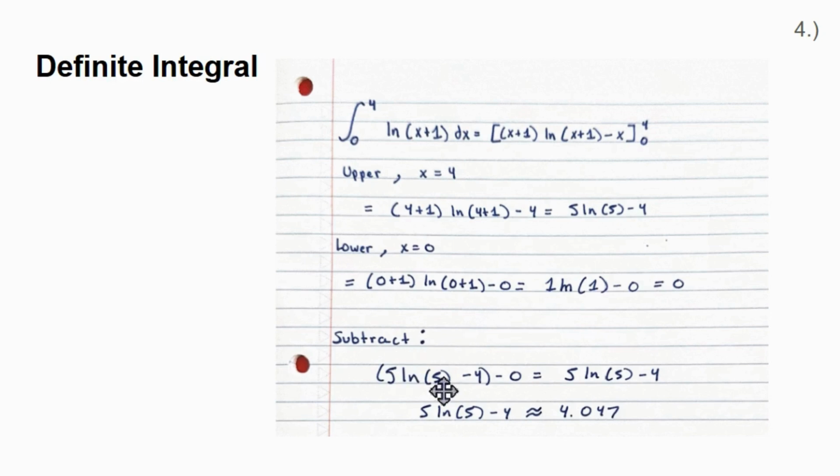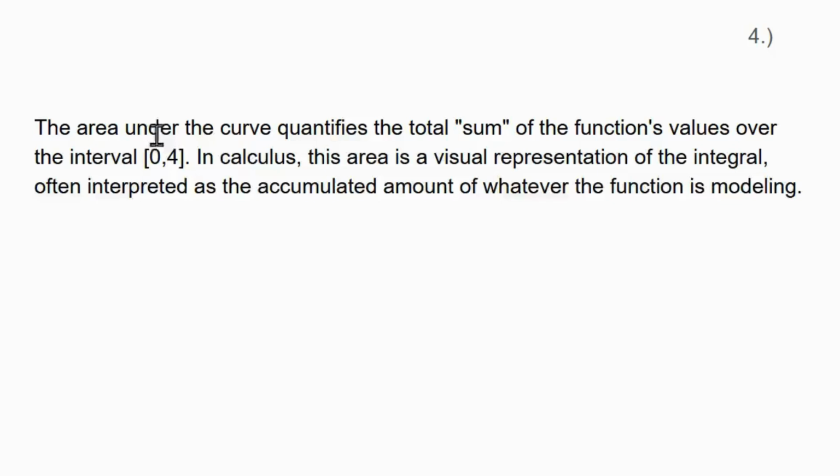Then you just subtract both of them, both upper and lower limit, and it will leave you with 4.047. The area under the curve is basically the total sum of function values over the interval. And in calculus, this area is a visual representation of the integral.